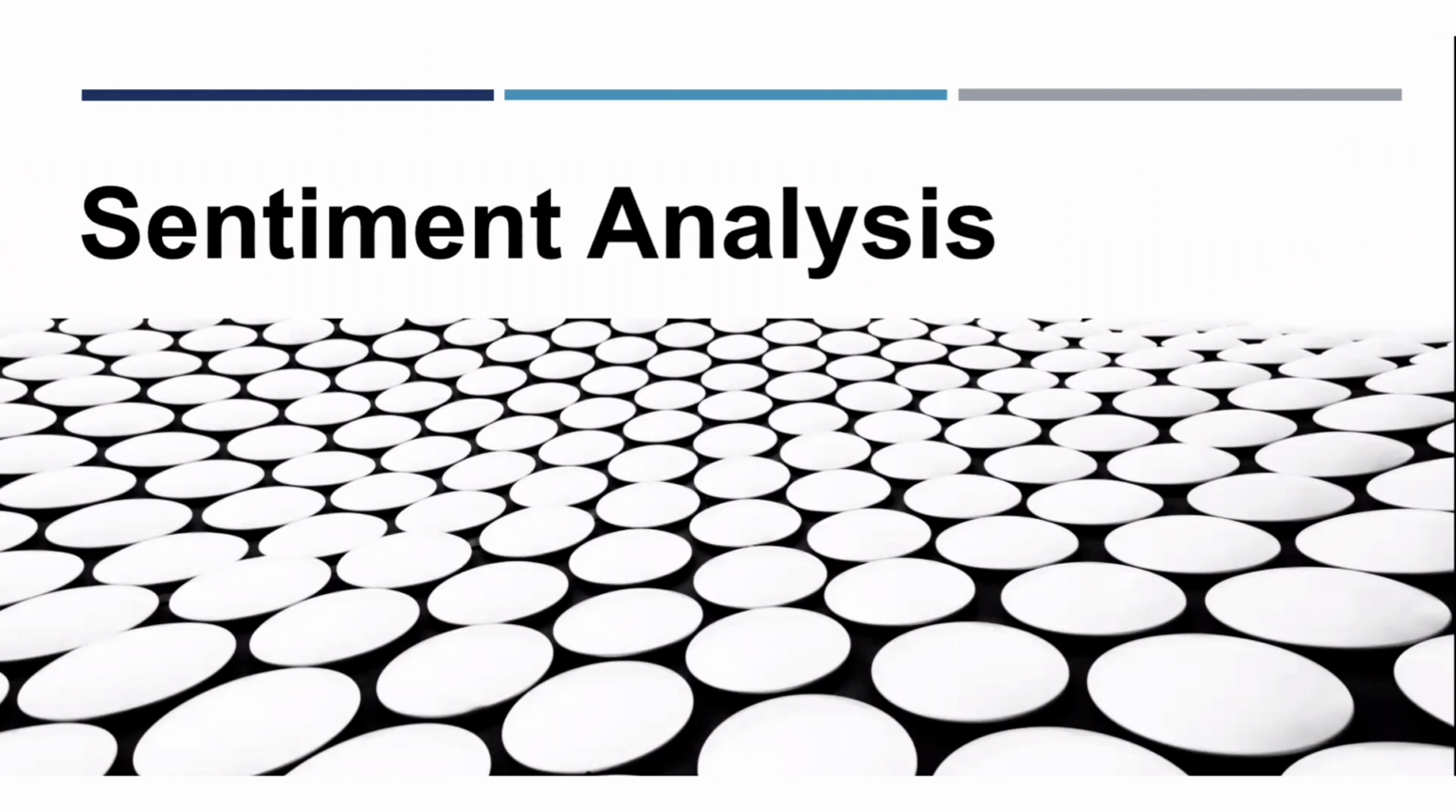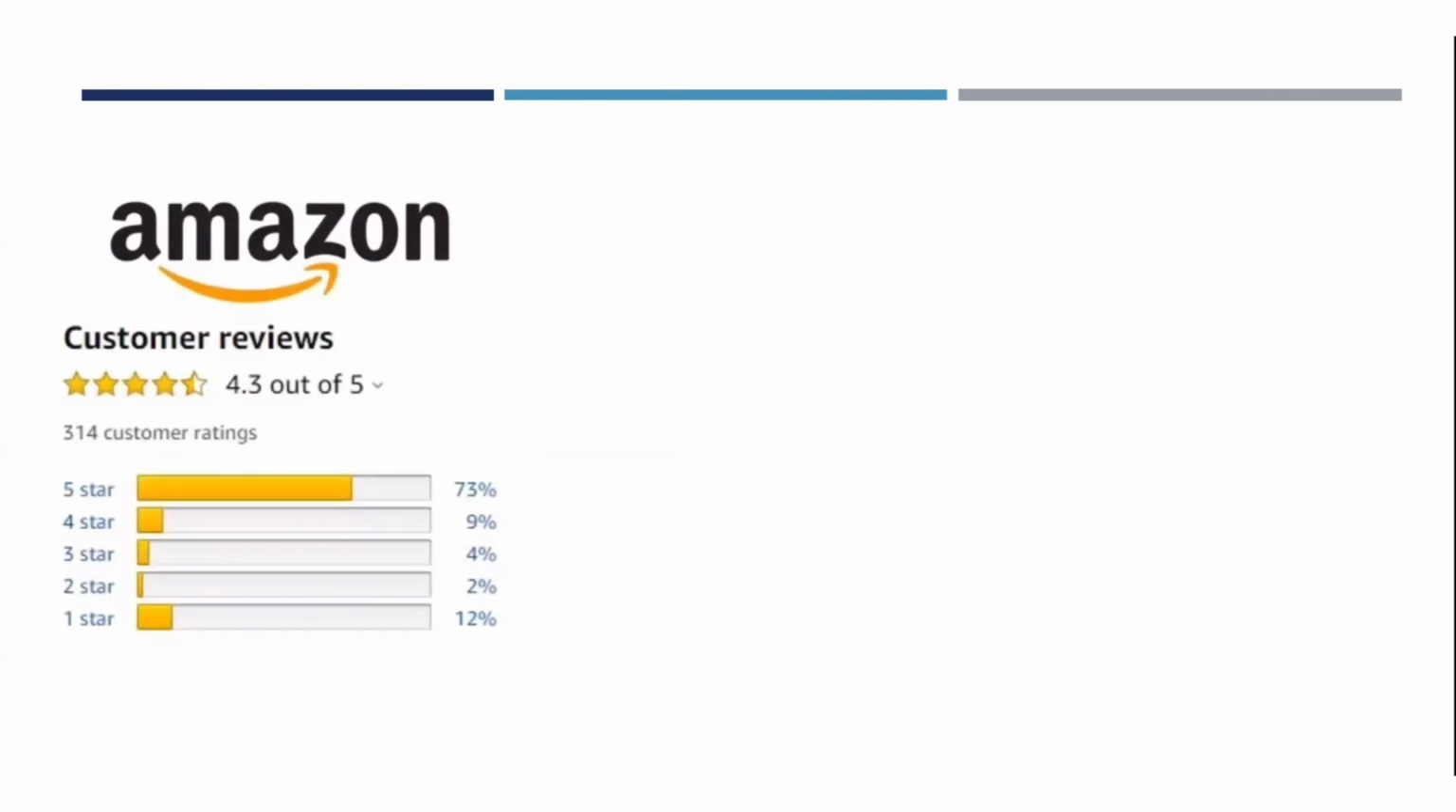Moving forward, on Amazon we can see the customer reviews. If you want to buy a product on Amazon, you will look at the rating. As you are observing on the screen, 5-star rating is 73%, 4-star rating is 9%, 3-star rating is 4%, 2-star rating is 2%, and 1-star rating is 12%. Out of 5, what is the average rating? 4.3 is the average rating. So the product is much better.